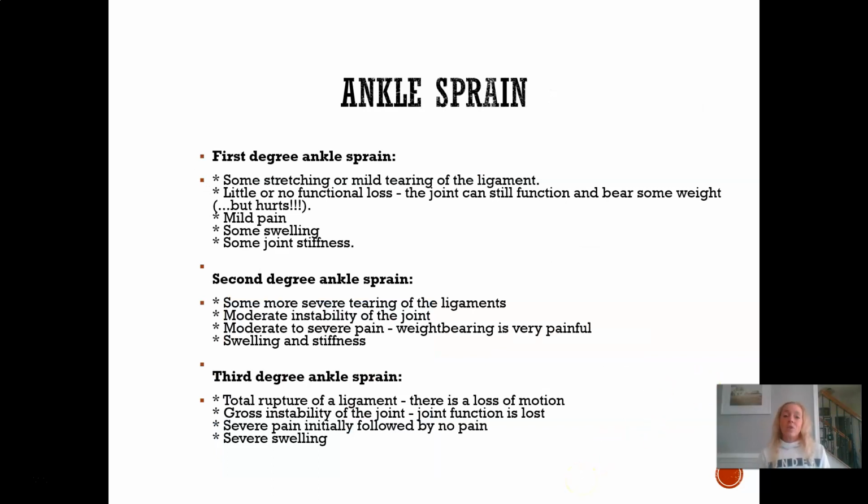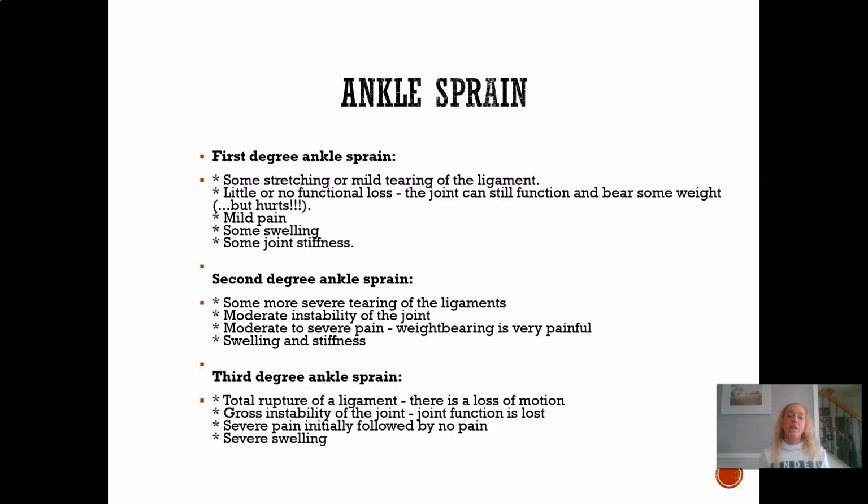So looking at the degrees of an ankle sprain, first, second, third degree, a first degree ankle sprain is going to be some stretching or mild tearing of the ligament, little to no functional loss. You can still function, you can still bear some weight. It is going to hurt. I'm not saying it's not painful, but you can still function. So there is some pain, some swelling, some joint stiffness, but you can typically continue on with activity.